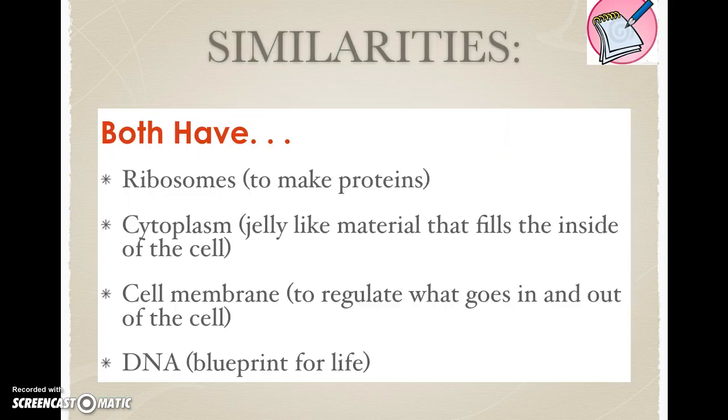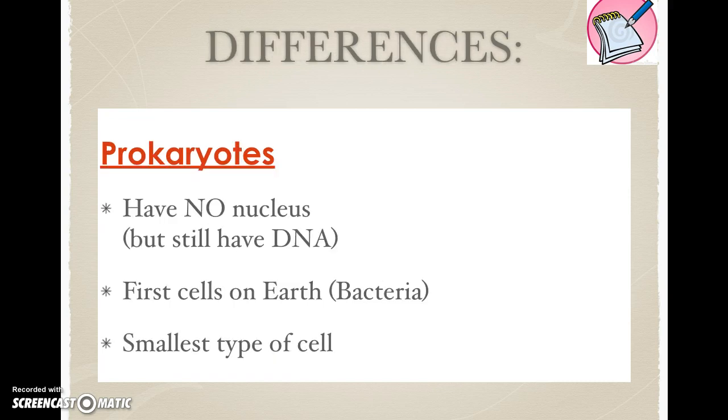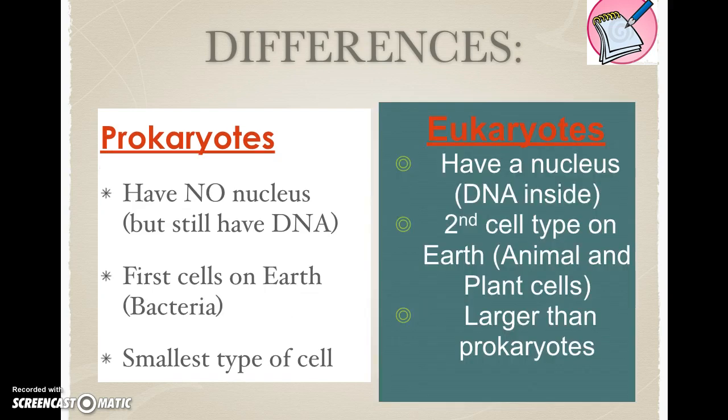So, the similarities between prokaryotic cells and eukaryotic cells: both have ribosomes, both have cytoplasm, both have a cell membrane, and both have DNA. The differences: prokaryotes don't have a nucleus, but they still have DNA. The first cells on Earth were bacteria cells, prokaryotic cells, and they're the smallest type of cell. Eukaryotes have a nucleus with DNA inside. The second cell type on Earth, animal and plant cells, are larger than prokaryotes.